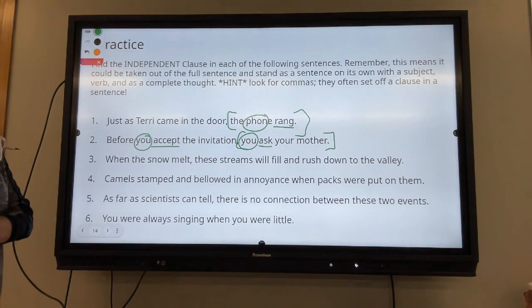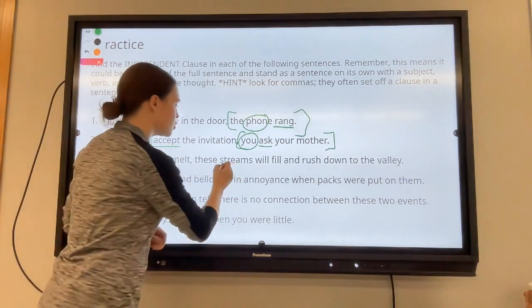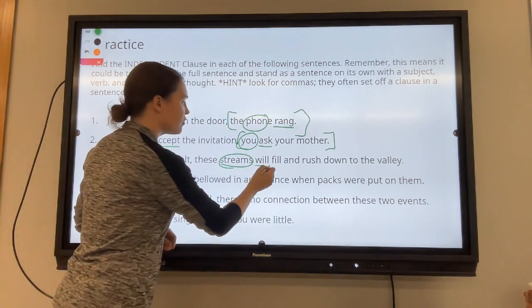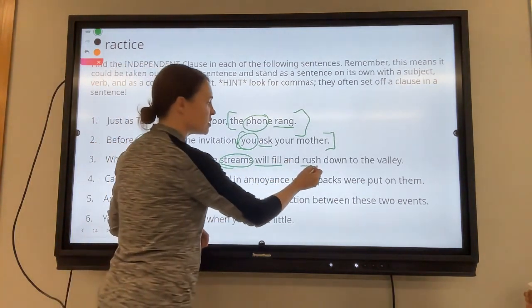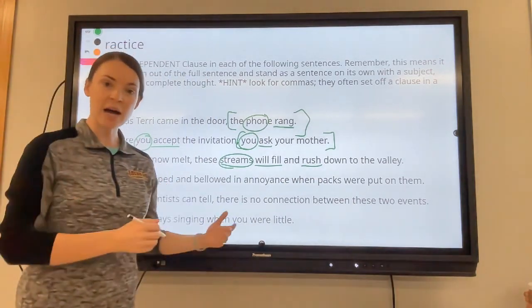Can we keep when the snow melts by itself? No, we cannot. It's not a complete thought. Hopefully, you saw that streams is a subject, will fill is a verb, rush is a verb. They will fill and rush and do what? Head down to the valley.